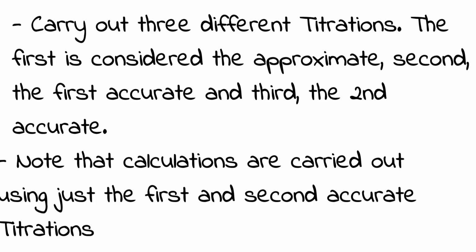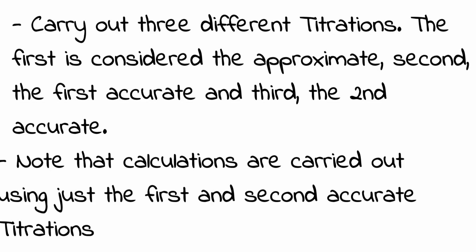So you are going to have 3 conical flasks. The first one you are going to titrate, we call it the approximate. You don't use the approximate in calculation. That's just like rough work. And then you become more accurate when you are working with the first accurate and the second accurate. The first and the second accurate are the ones that are used in calculations. You use just the first and the second accurate titrations to carry out your calculations.